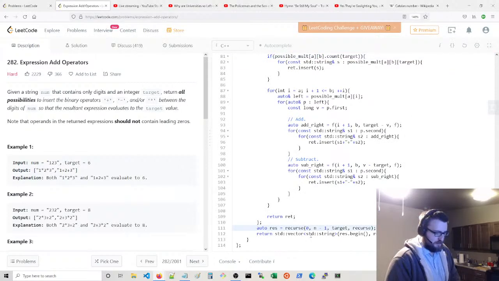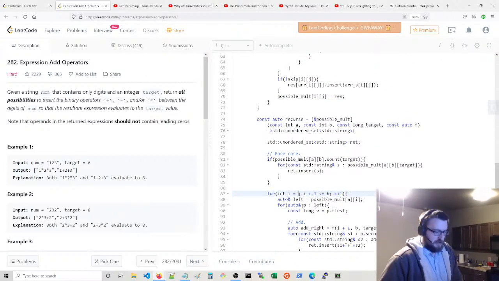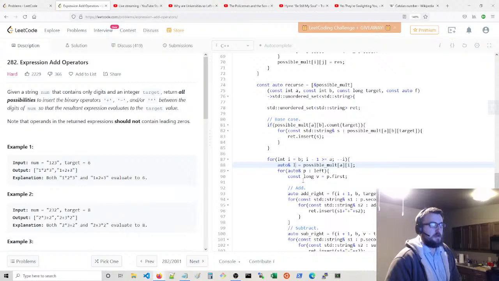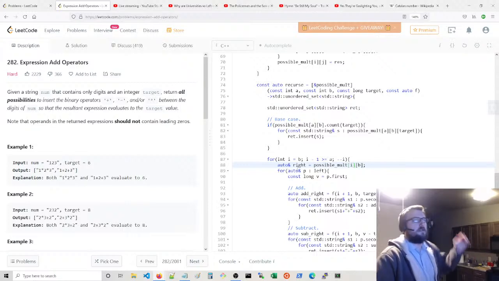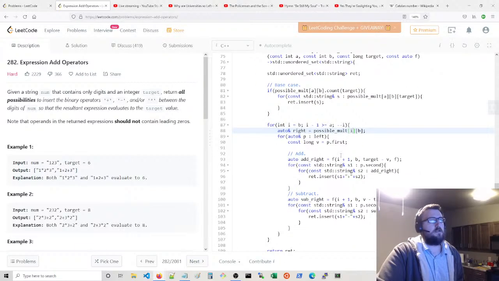Start with. Actually, the range is the same. It's just this goes from B to A, really. And I starts from B, and you just have to say I minus 1 is greater than or equal to A. And so the right side is going to be from I to B, and then the left side.